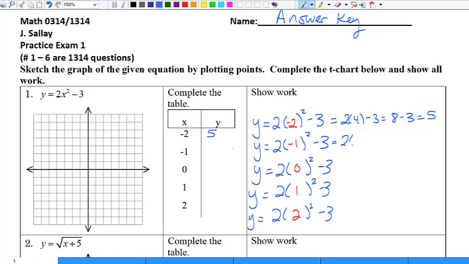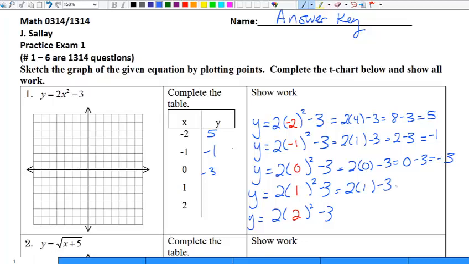Let's do it again. -1 squared is -1 times -1, which is +1. 2 times 1 is 2 minus 3. I'm using my PEMDAS here. I get -1. 0 squared is 0. And 2 times 0 is still 0. And 0 minus 3 is -3. 2 more to go. 1 squared is 1. 2 times 1 is 2. And 2 minus 3 is -1.